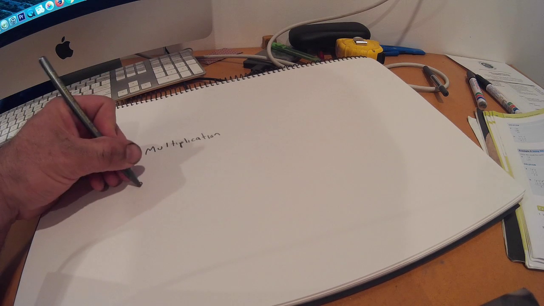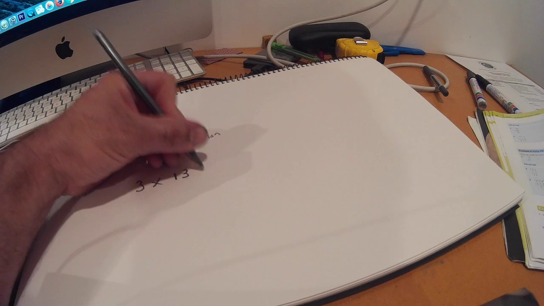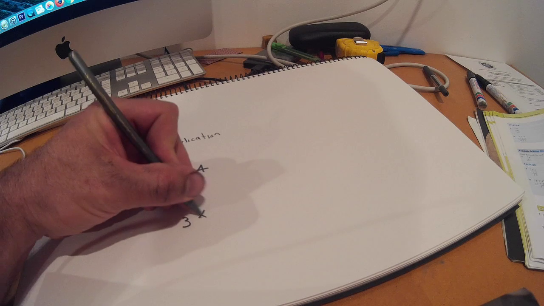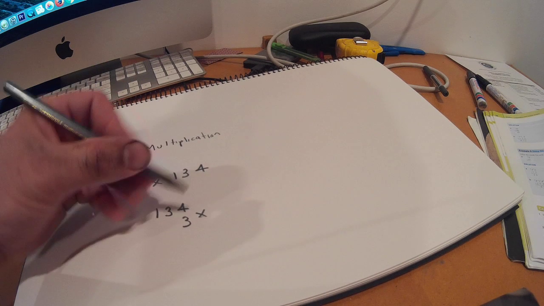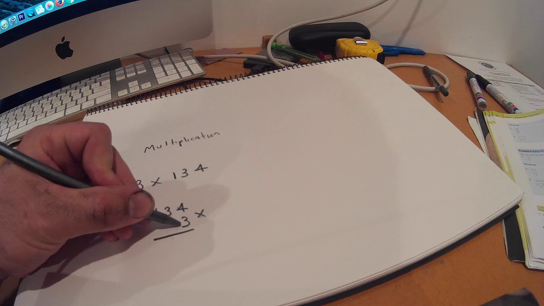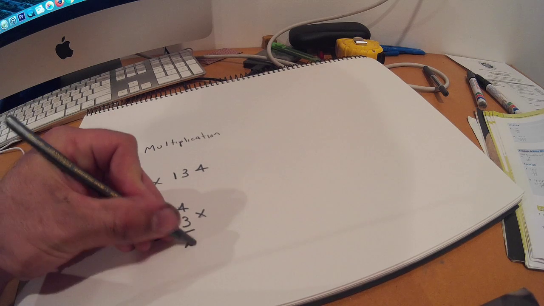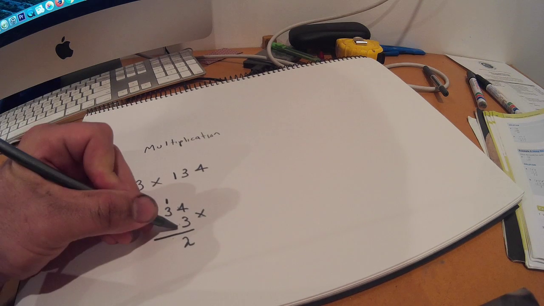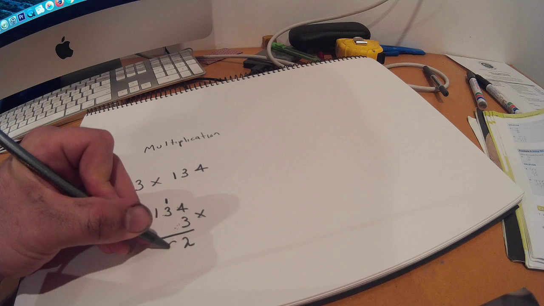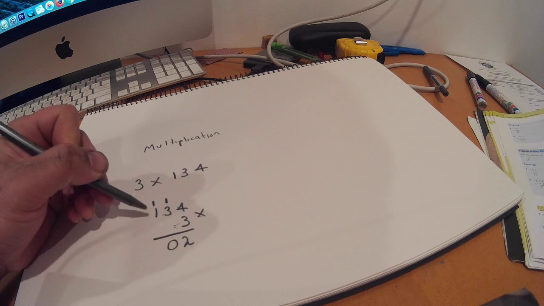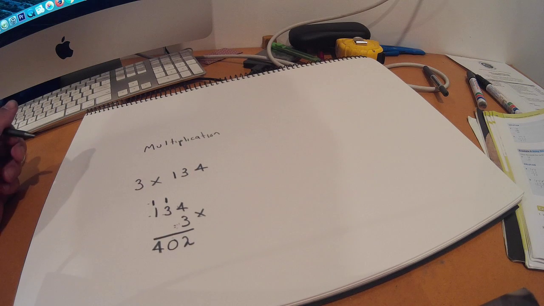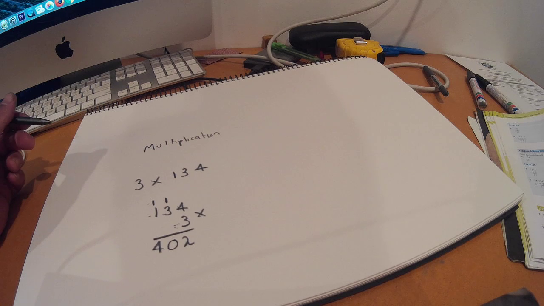So say you had 3 times 134. The way you write a multiplication is you put the number down here and you say times 134. So these two line up with each other. And then we're just going to do the multiplication. 3 times 4 is equal to 12. Carry the 1. 3 times 3 is 9, plus the 1 is 10. So we put down the 0, we carry the 1. 3 times 1 is 3, plus 1 is 4. 402. That is how you do a single digit multiplication.